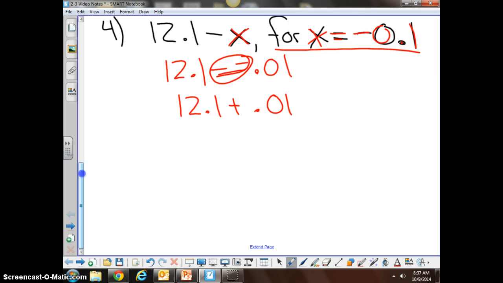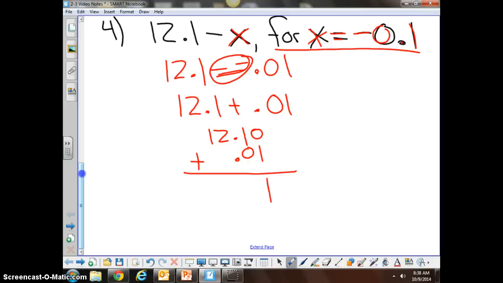Now, if I wanted you to show your work, you would have to rewrite this problem one more time as 12 and 1/10 plus 0.01, or 1/100th. Decimal points always line up when adding and subtracting decimals. Remember, 12 and 1/10 is the same as 12 and 10/100ths, so we can add that 0 there so that we make sure we have everything lined up.